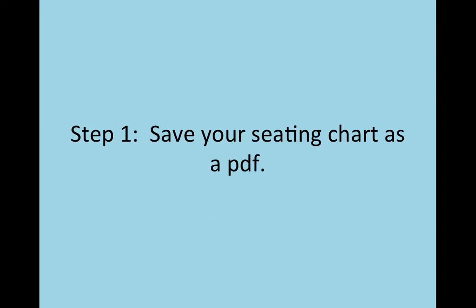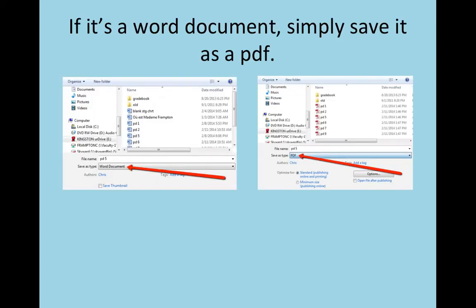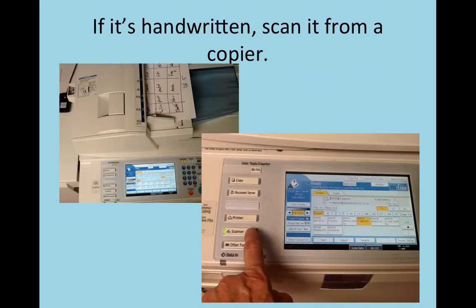The first thing that you're going to want to do is to make a PDF of your seating chart. There are two ways that you could do that. If it is a PDF that is like a Word document, you can just save it as a PDF. That's a pretty easy thing to do. Or if it is a handwritten seating chart like the one shown in the picture, you can send it through the copy machine and scan it, and then it will be emailed to your email account.